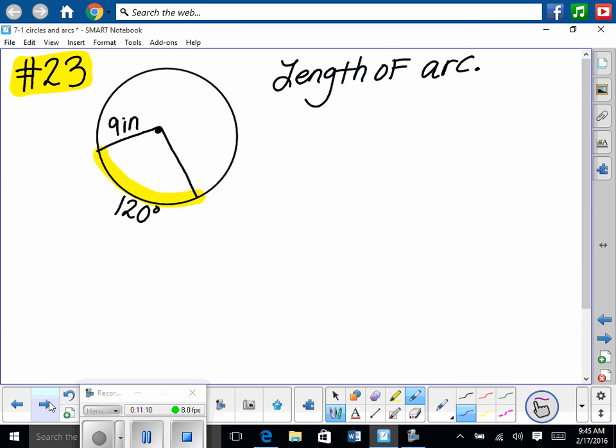Okay, so once again, let's do one more. Number 23. It says find the length of the arc. So looking at this, this is 120 degrees. Is that the central angle as well? Isn't this arc equal to the angle? So that's 120 degrees, so we're good. We know S is equal to radius times theta. So S is equal to our radius times theta, which is 120.